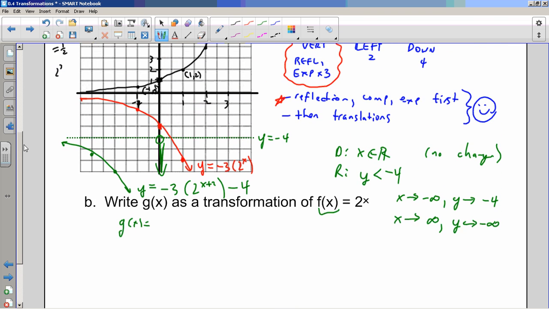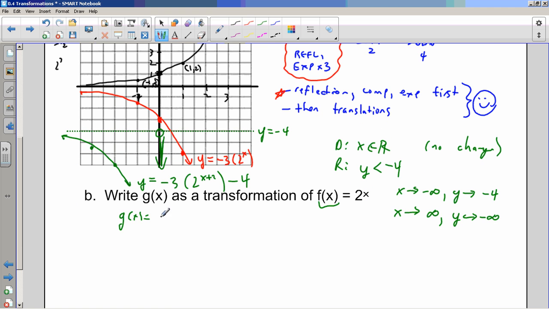Well, we said it was flipped and expanded. And in with the x in the function f was a move left 2 and also down 4. So notice the f kind of takes the place of the parent function 2 to the exponent x, and then I can write one function as a transformation of the other.